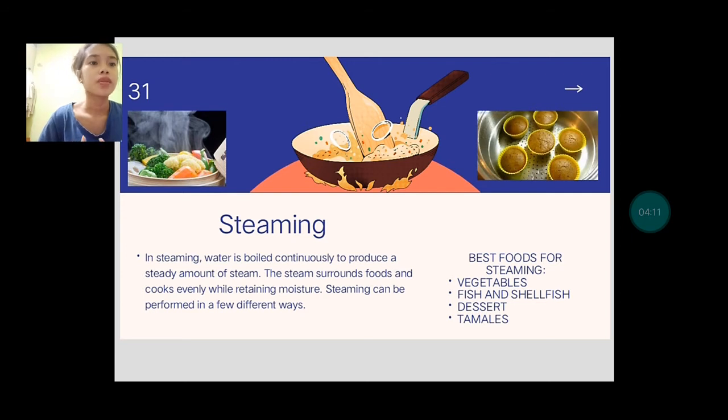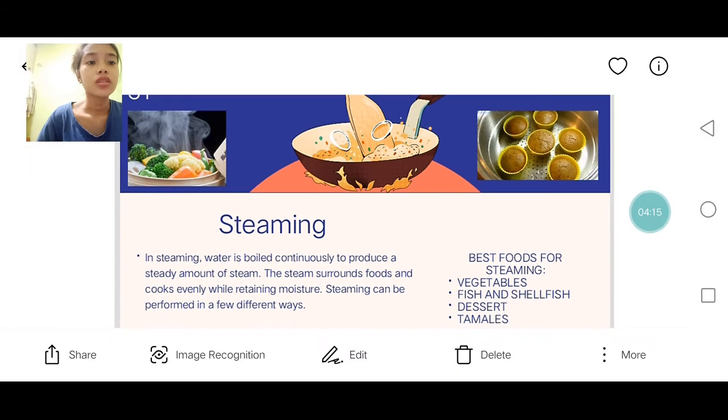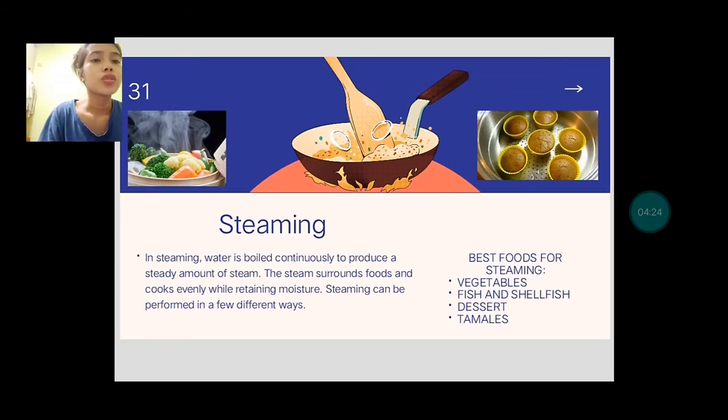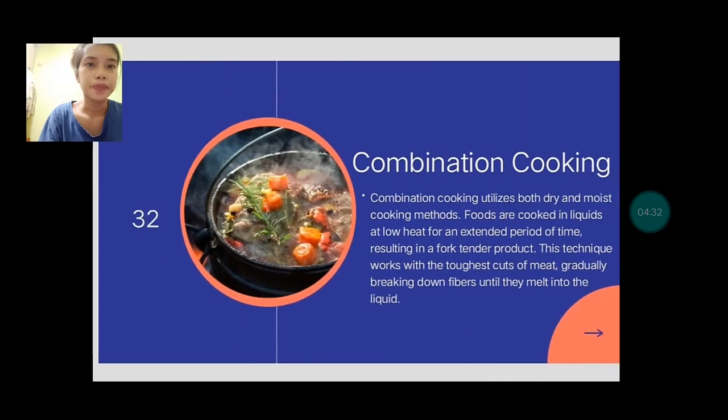One example of the best foods for steaming is vegetables, fish and shellfish, dessert, and tamales. I am not familiar with tamales, but dessert, usually we cook dessert in a steamer like puto and kuchinta. So that is the process of steaming.